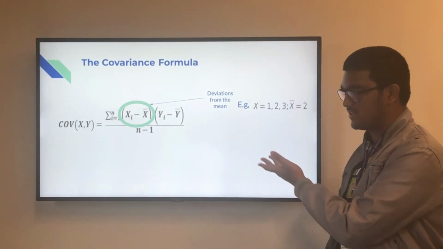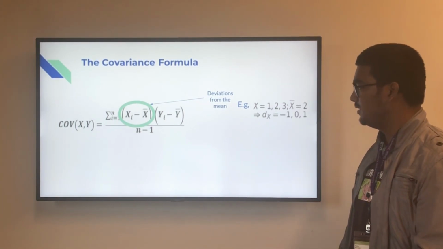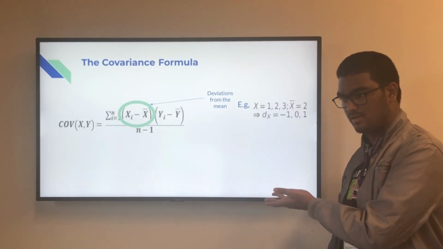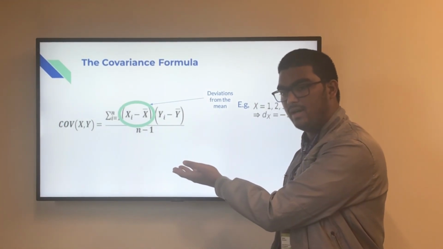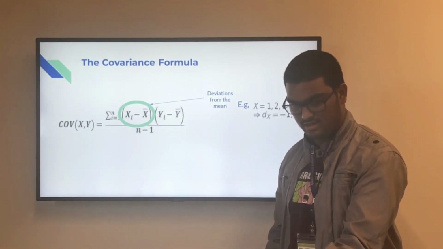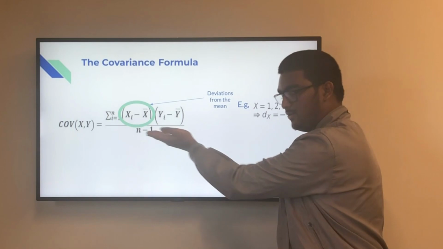For example, if x contains 1, 2, and 3, the mean would be 2, and so the deviations would be -1, 0, and 1 respectively. You take these numbers, and you do the same for y, and you just multiply them. So the first deviation with the first deviation, etc., etc. And then sum that all together, and that would be your numerator.